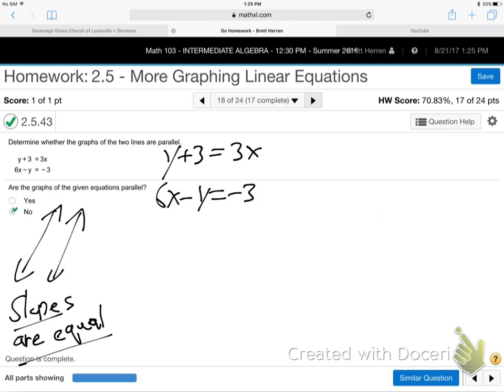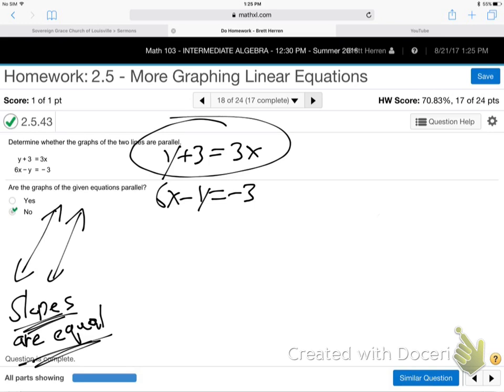Okay, so when they're asking me, are these graphs parallel, they're asking me, are their slopes equal? That's really what they're saying. Well, how do we know if their slopes are equal or not? Because the slopes are going to be the same. How do I look at that equation and find out what is the slope of that equation?